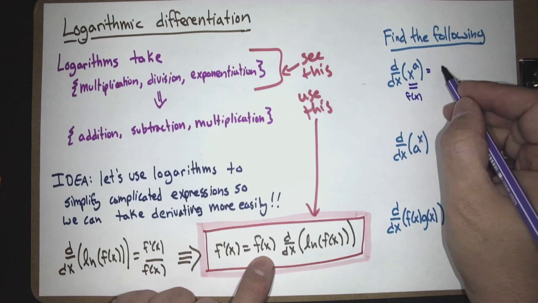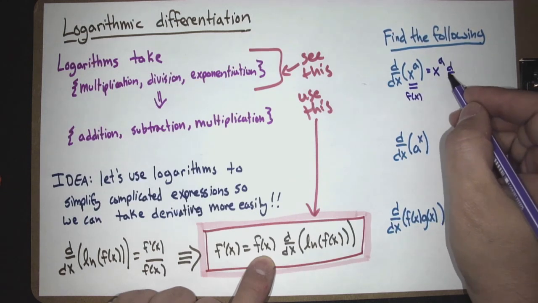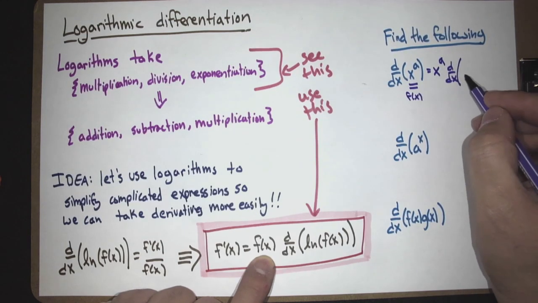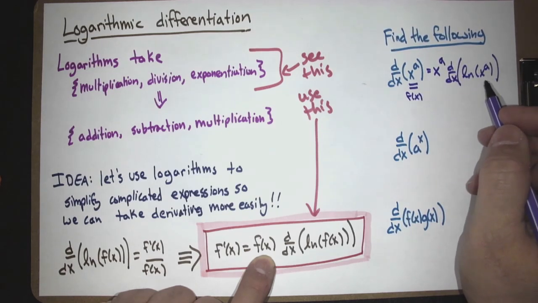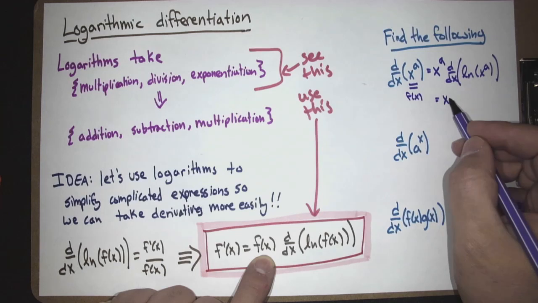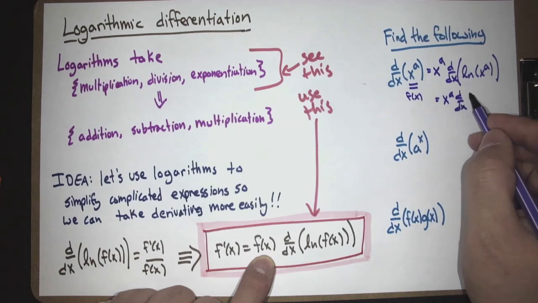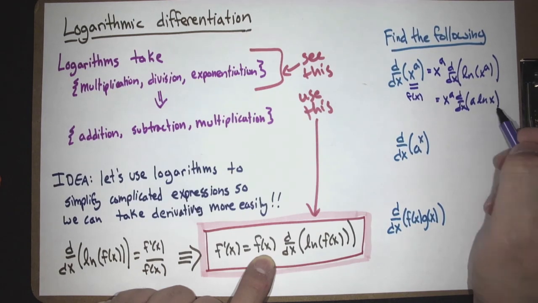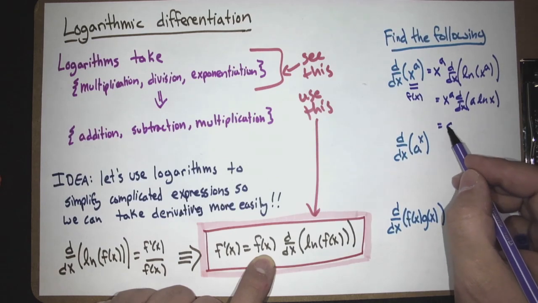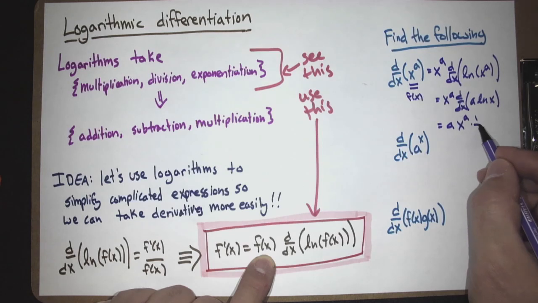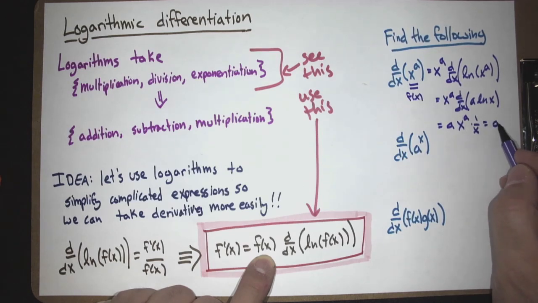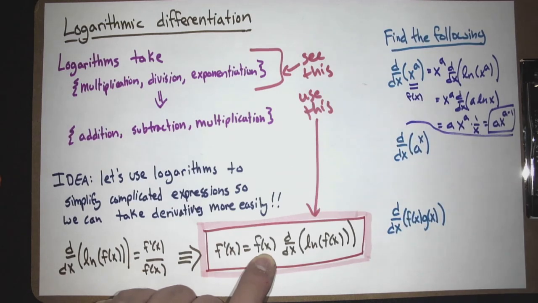So this would say it's x to the a times the derivative of natural log of x to the a. But is there another way to write natural log of x to the a? It's the a comes down, so it's a log of x. What's the derivative of a log of x? Well, the a is a constant. X to the a is still in front. The derivative of log of x is 1 over x. So that becomes a x to the power a minus 1. So that's the proof of the derivative of x to a power.